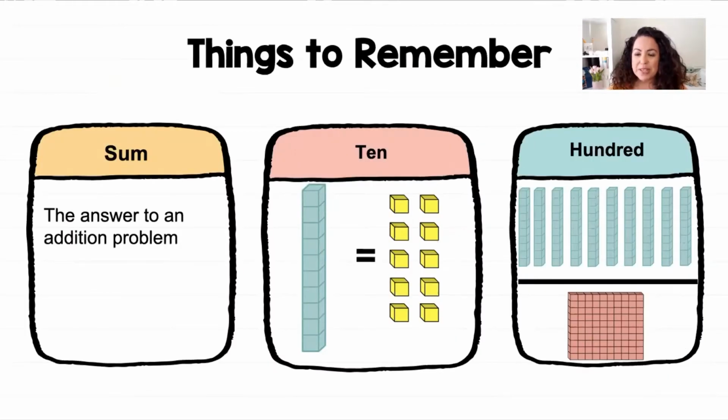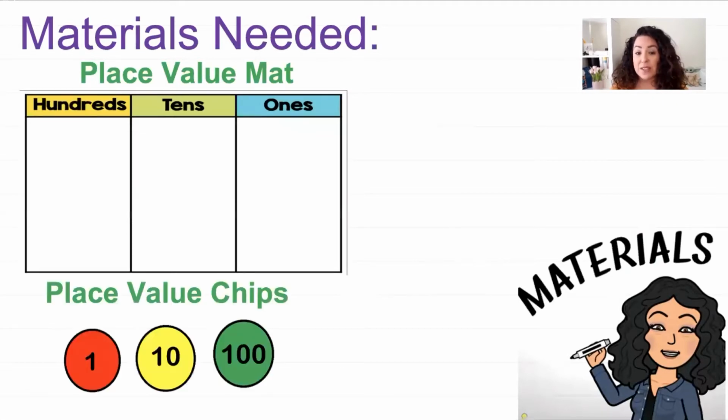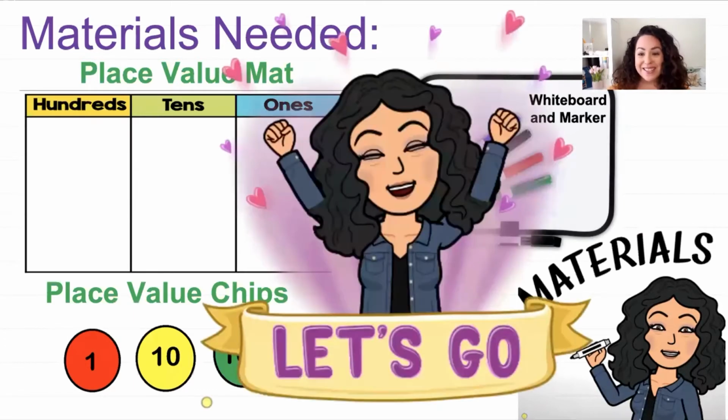Things to remember. Let's not forget when we're finding the total of our answer, we're finding the sum, and the sum is the answer to an addition problem. Another thing we can't forget is that 10 ones is equal to 1 ten, and that 10 tens is equal to 100. What you'll need for today is your place value map and place value chips. If you don't have those, get a whiteboard and you can draw it out with us.